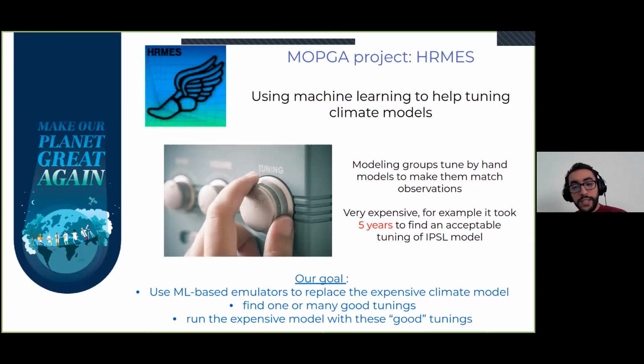For example, for the IPSL model, it took like 5 years to find an acceptable tuning because it was completely done by hand. Okay, so our goal here is to use ML-based emulators, and I'll be talking about emulators later, to replace the expensive climate model. Then find one or many good tunings, or good sets of parameters. When we find them, we can then run the expensive model with these so-called good tunings. So this is really the summary of what I'll be talking about later.